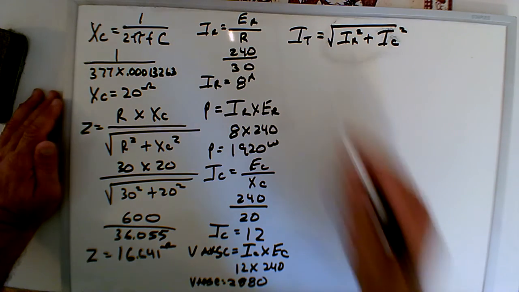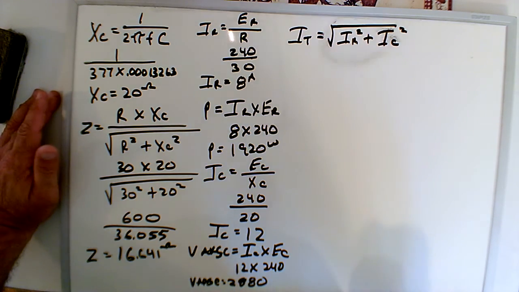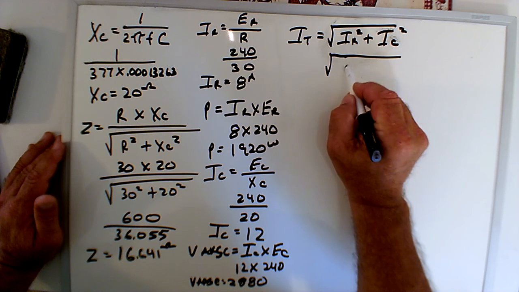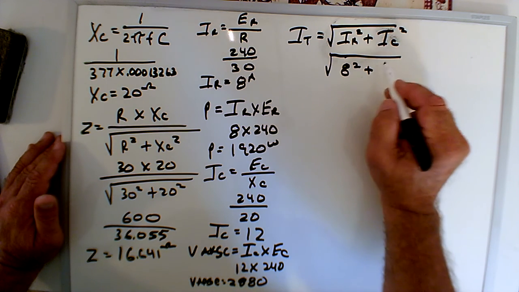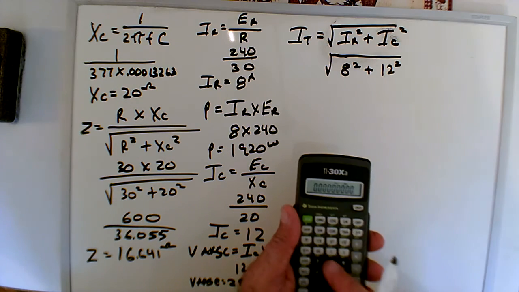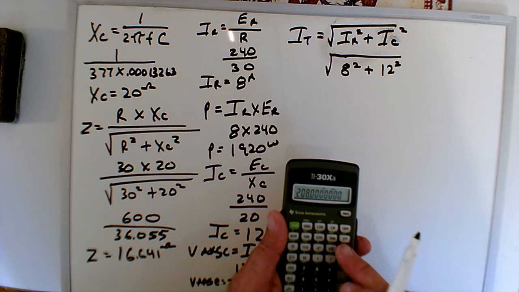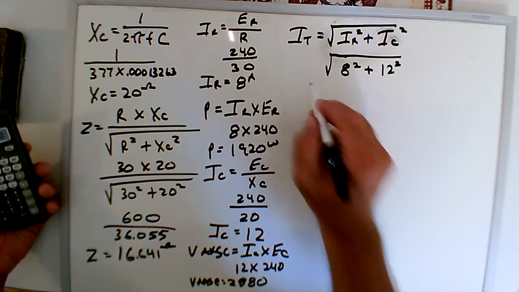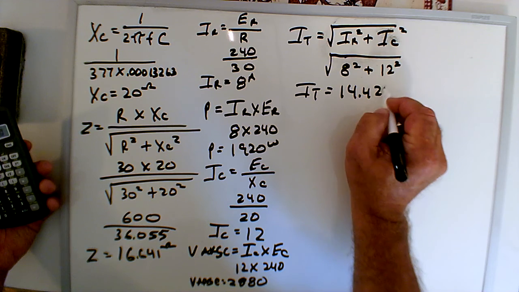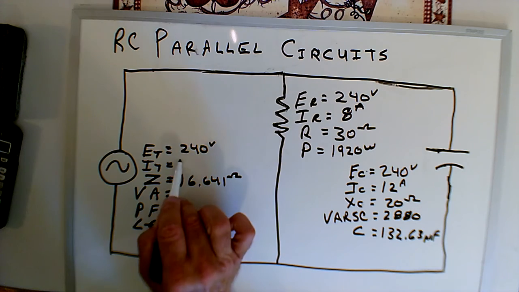All right, so let's plug in those numbers. IR is 8 amps, I believe. Yep. IR is 8 squared plus 12 squared. So let's punch that into the calculator. 8 squared plus 12 squared equals, and then the square root of that tells me IT is equal to 14.42 amps. So the current for the whole circuit is 14.42.